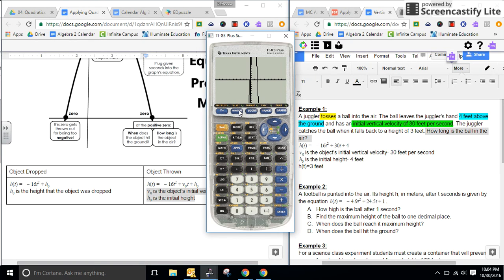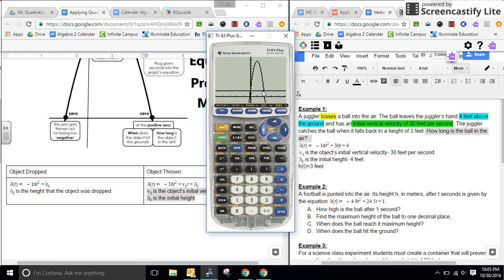Again, the window's kind of funky, so let's change the window. I always like to do negative 5 to 5. We're not going to go underground, so let's do negative 3. It started at 4 feet above the ground, so I'm going to do like 10. Oh, it's actually not high enough, so the ball went higher than 10 feet. Let's try 20 feet. Okay, so we can see our nice point at the top, and we're looking at when the height is 3 feet. So why don't we type in 3 for the other line and see where they intersect.